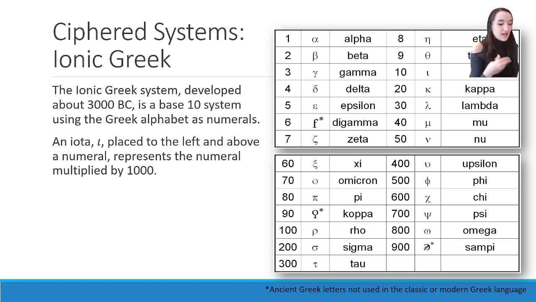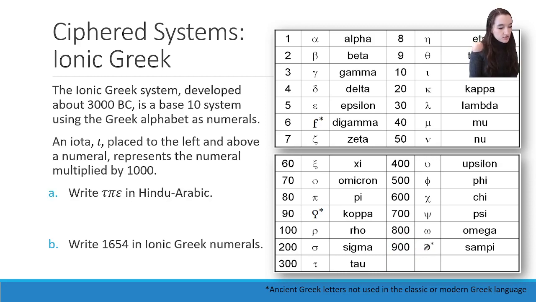We can also use an iota, which is a Greek letter, placed to the left and above a numeral to represent the numeral multiplied by 1,000. So once we get into larger numbers, we stop at 900, but if I wanted something like 900,000, then I would put a little iota up in the corner to represent that number. So we can get up to not quite a million in this way.